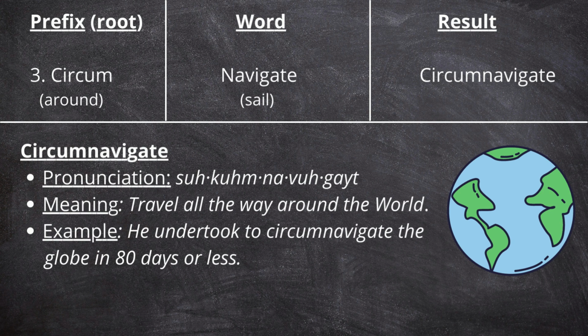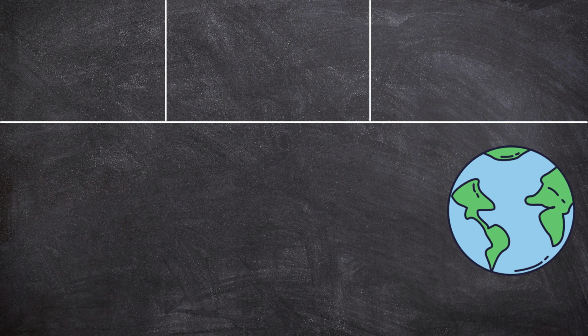The third prefix is circum, which means around, and the word is navigate, which means sail. Both put together form a word circumnavigate. The meaning of the word is to travel all the way around the world. For example, he undertook to circumnavigate the globe in 80 days or less.